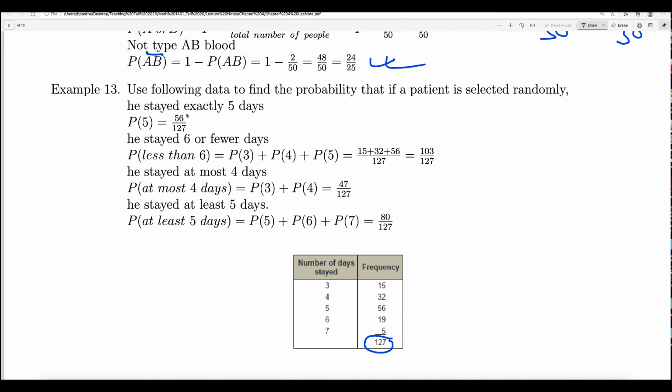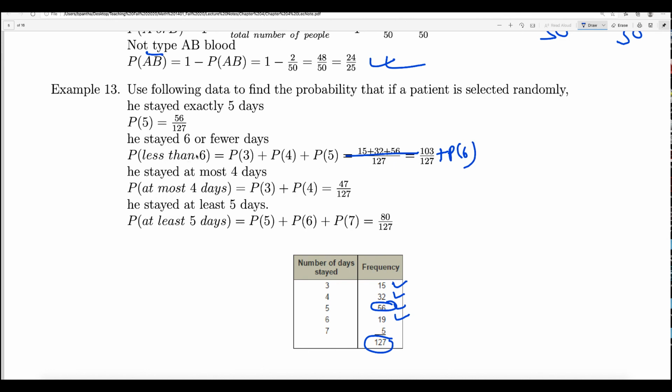Okay. Now you want to answer the question. What is the probability that the person spent exactly 5 days? How many people are there who spend 5 days? 56. So 56 over 127. He said 6 or fewer. 6 or fewer means you need to add these, so P3 plus P4 plus P5. Oh, it says 6 or fewer. I messed up that one. So you should do plus P6 as well, because it says 6 or fewer.